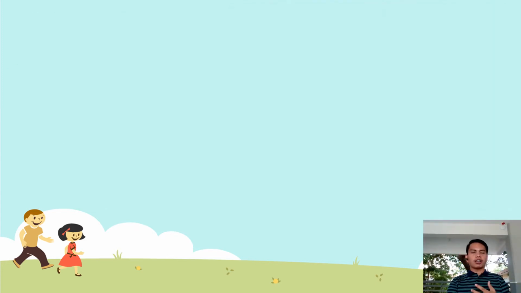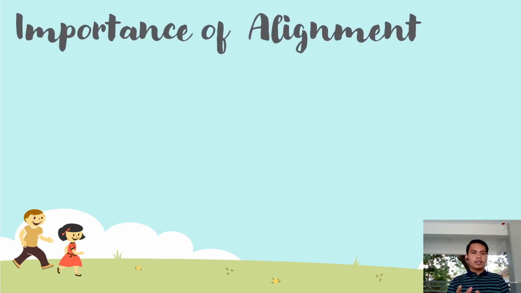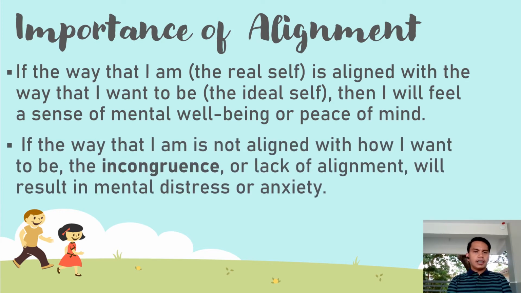Now, here's the thing when we talk about the ideal self and the real self. There is what we call the importance of alignment. Because if the way that I am, the real self, is aligned with the way that I want to be, the ideal self, then I will feel a sense of mental well-being or peace of mind. But if the way that I am is not aligned with how I want to be, let us say there is incongruence or lack of alignment, then it will result in mental distress or anxiety.